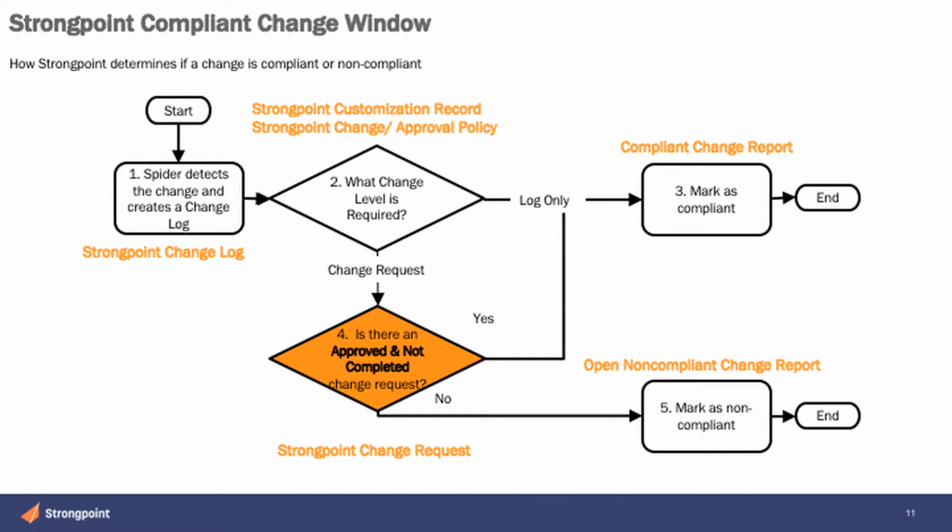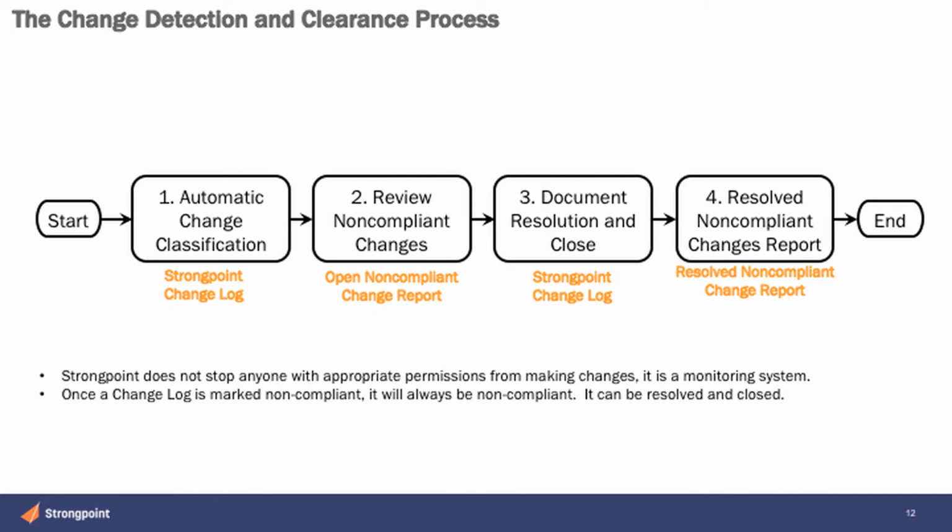So again, that compliance window requires two things: an approved and not completed change request. And I'll walk through this in a demonstration shortly to give you a better sense of what that means. When those non-compliant changes happen, there is action to be taken. So based on that change log and that classification, the change log appearing on the open non-compliant change report requires somebody to review that and then document, resolve, and close out that change log. What happens then? That will move to the resolved non-compliant change report. And that's the end of that process.